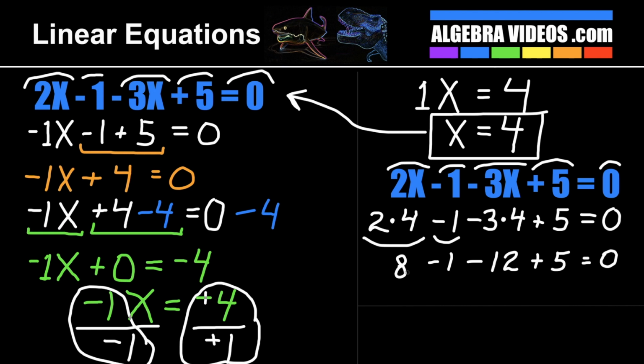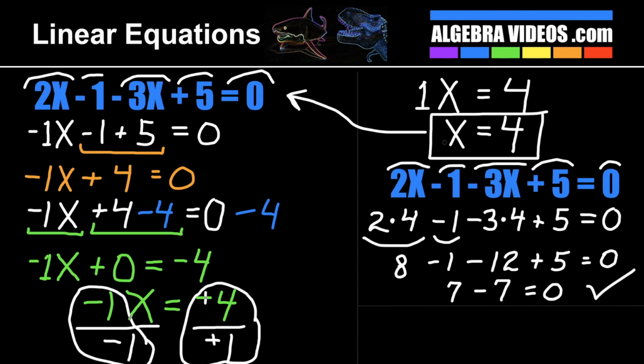Okay, and I'll just do these first two and then the second two. So 8 minus 1 simplifies to 7. And then negative 12 plus 5 simplifies to a negative 7, equals 0. So 7 minus 7 is 0. So our equation checks out.